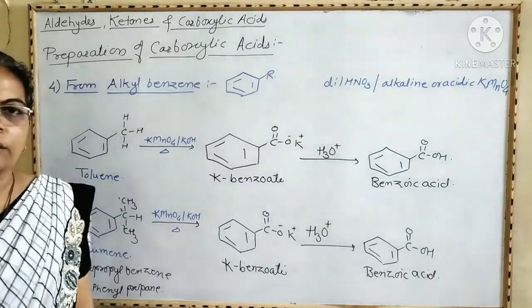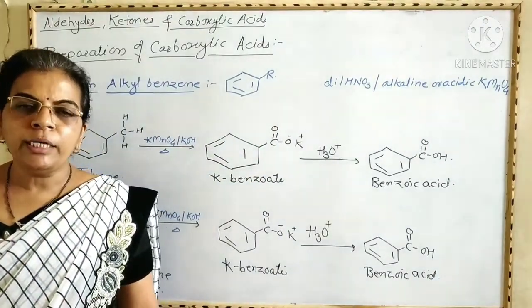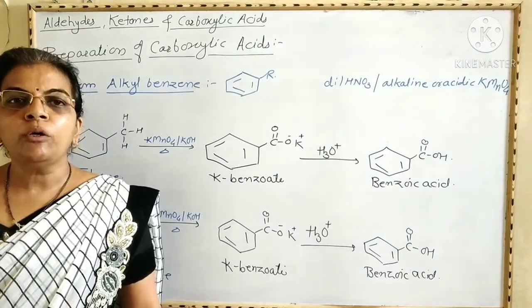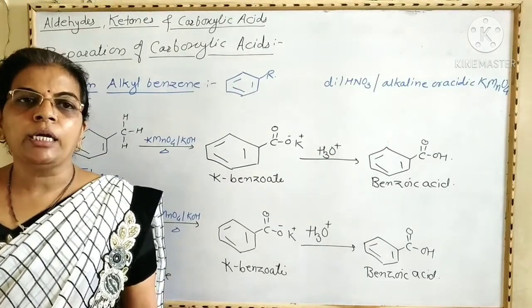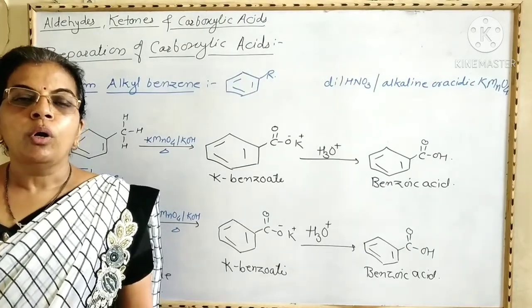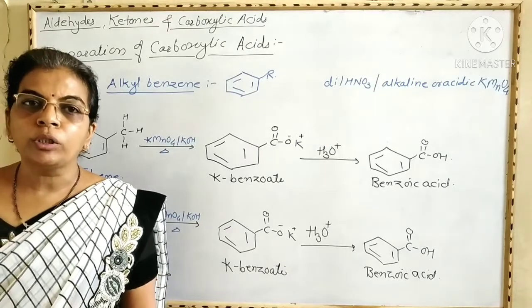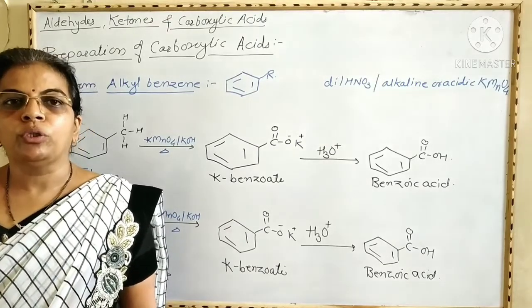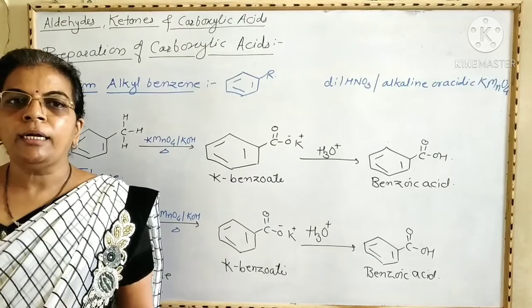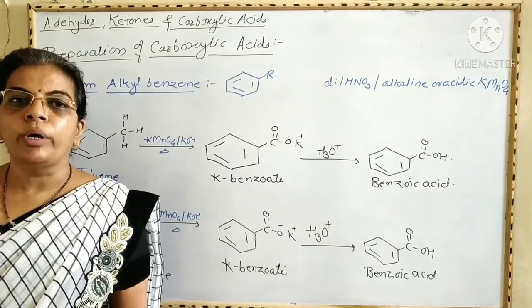In this reaction, regardless of the number of carbon atoms present in the alkyl group, the alkyl group which is attached to the aromatic ring is directly oxidized into a COOH group. Only a tertiary alkyl group does not undergo oxidation into a COOH group. Primary and secondary alkyl groups undergo oxidation into COOH group.